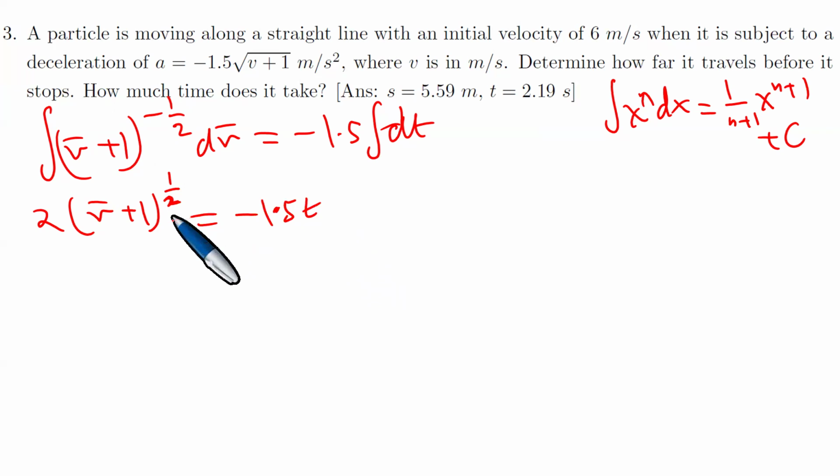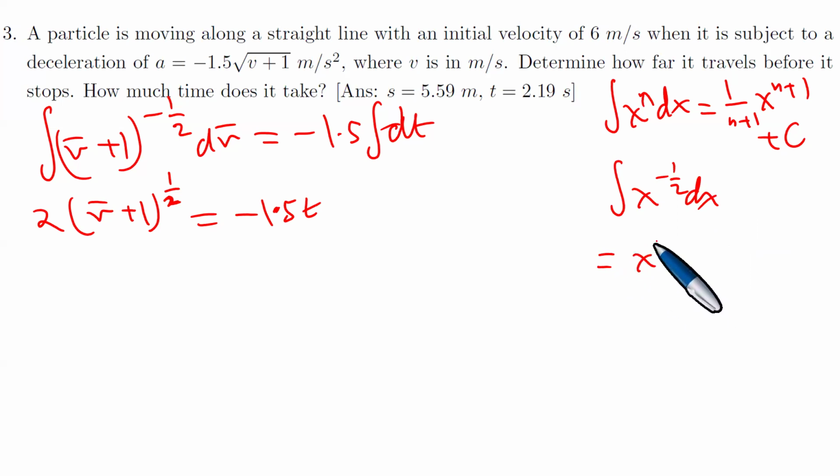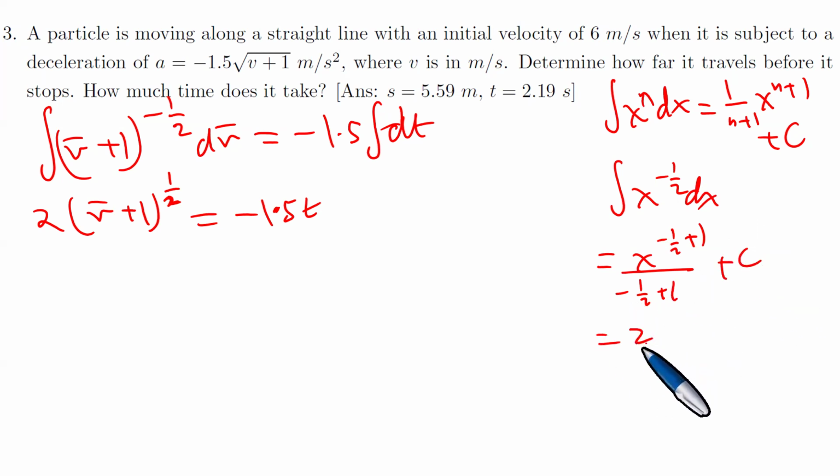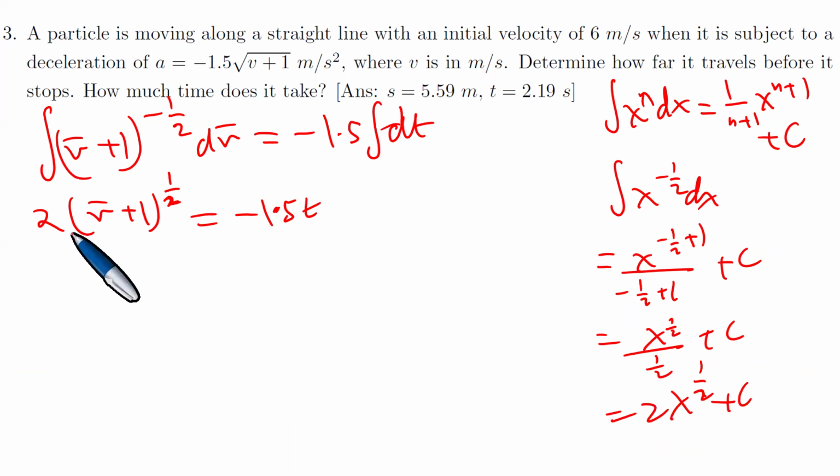Okay, if you integrate this one, the integral of x to the -1/2 dx is x to the -1/2 plus 1, divided by -1/2 plus 1, plus c. 1 minus 1/2 is 1/2, so it is x to the 1/2 divided by 1/2, plus c, which is 2x to the 1/2 plus c. Because you take the power minus 1/2, add 1, then divide by minus 1/2 plus 1, plus c.